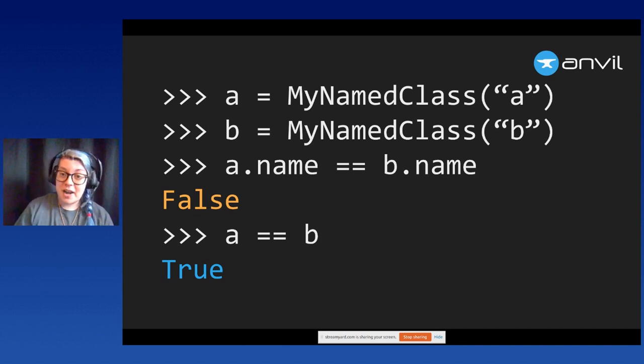So they have different names. But they still compare true as class instances because I overrode that equals method to return true no matter what. Any two instances of this class will return as being equal, which you might not expect. They've got different names, but we've told the equals operator that they're the same thing: always return true.